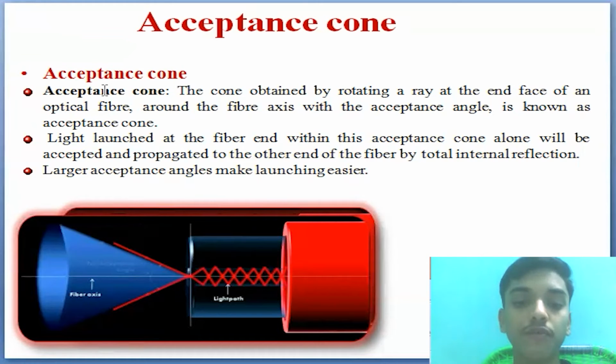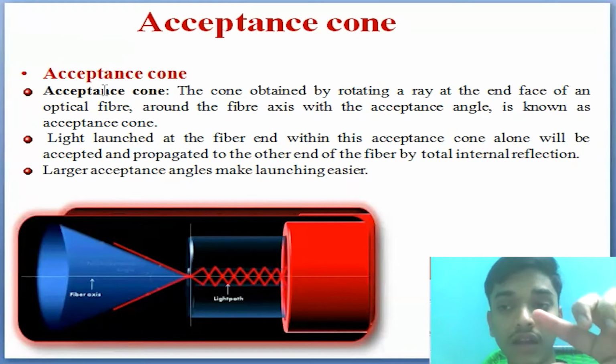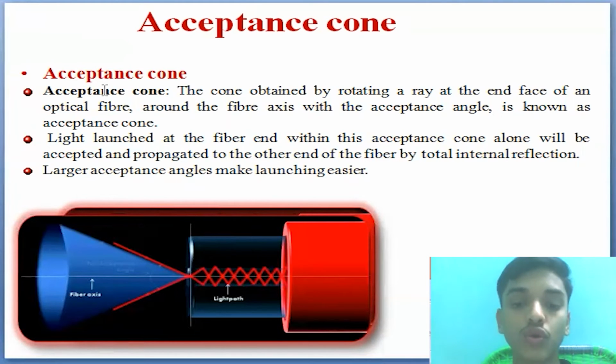As we have mentioned before, rotating the ray at its end phase, this is the ray, if we rotate it, it will become a cone. So this is the acceptance cone at the acceptance angle. So light launched at the fiber end within the acceptance cone will be accepted and propagated to the other end of the fiber by total internal reflection.